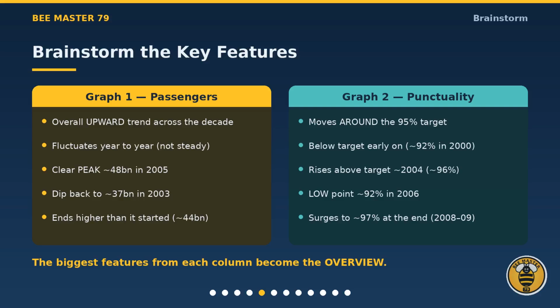Before writing, I brainstorm the key features. For the passenger graph, I note the upward overall trend, the fluctuations, and the peak in 2005. For punctuality, I note that it moves around the target, hits a low in 2006, and finishes strongly above target. These become my overview.